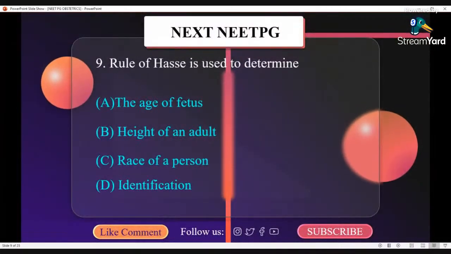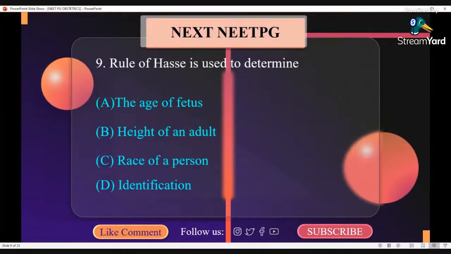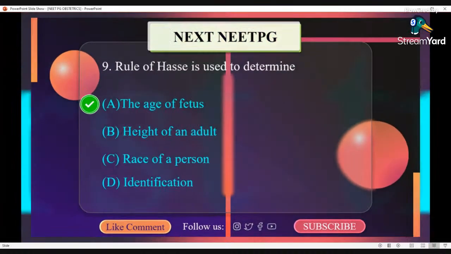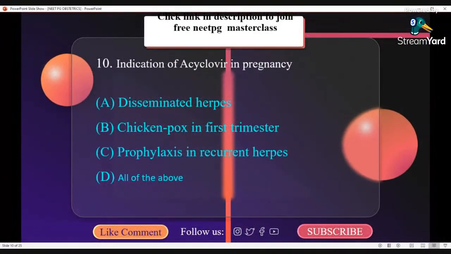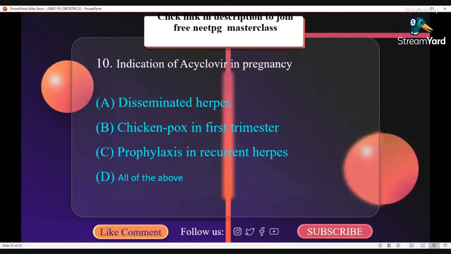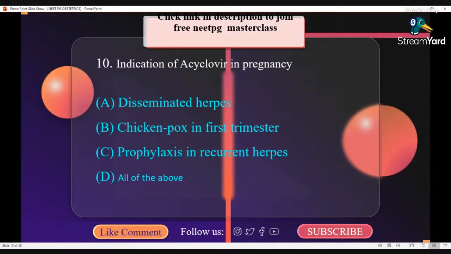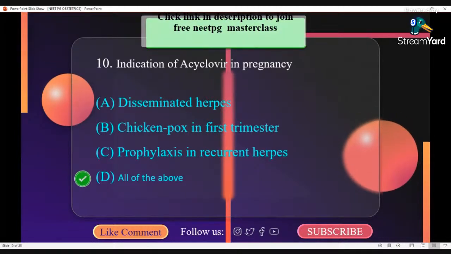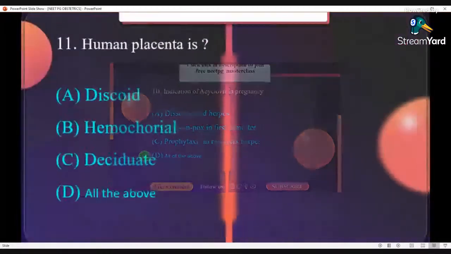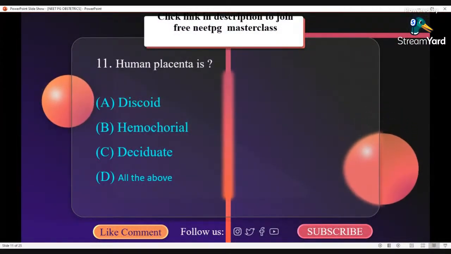Rule of Haase is used to determine the age of fetus. So correct option is A, the age of fetus. Indication of acyclovir in pregnancy is A, disseminated herpes, B, chickenpox in first trimester, C, prophylaxis in recurrent herpes. Yes, all of them. Correct option here is D, all of them. Human placenta is A, discoid, B, hemochorial, C, deciduate, D, all of them.